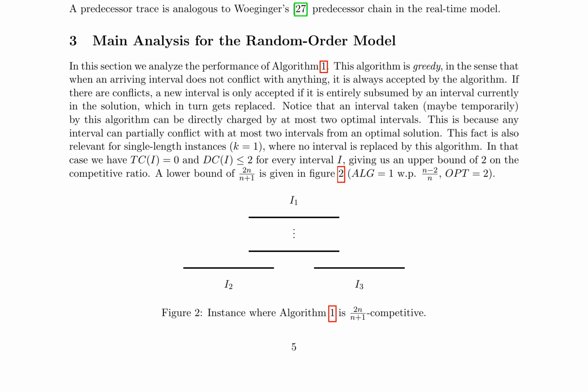The authors note that any interval taken by this algorithm can be directly charged by at most two optimal intervals due to partial conflicts. This leads to an upper bound of 2 on the competitive ratio for single-length instances. A lower bound of 2n/(n+1) is also provided through an example instance where algorithm 1 is 2n/(n+1) competitive. Overall, this section of the paper focuses on the theoretical analysis of algorithm 1's performance in the random order model, providing insights into its competitive ratio and the role of predecessor traces in understanding the algorithm's behavior.